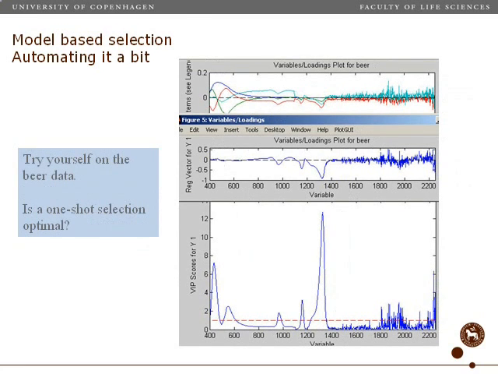And this is exactly what you are going to try now. So you should use VIP and also possibly some of the other measures to see if you can improve the PLS model that we made before.